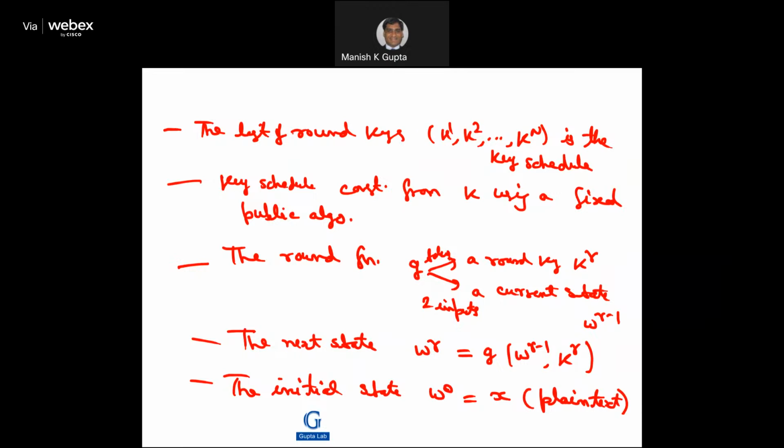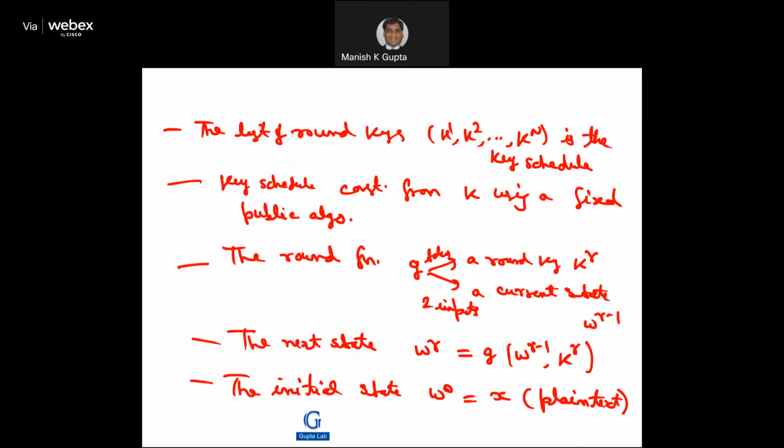So basically, that means you can see that initially we start with a plain string of plain text. In between, you will be getting some state of the bits, right? Bits will be in some state. So the round function takes two inputs: the round key and the current state of the bits, and then you XOR them, right? That is something you can do. So the next state is something like this.